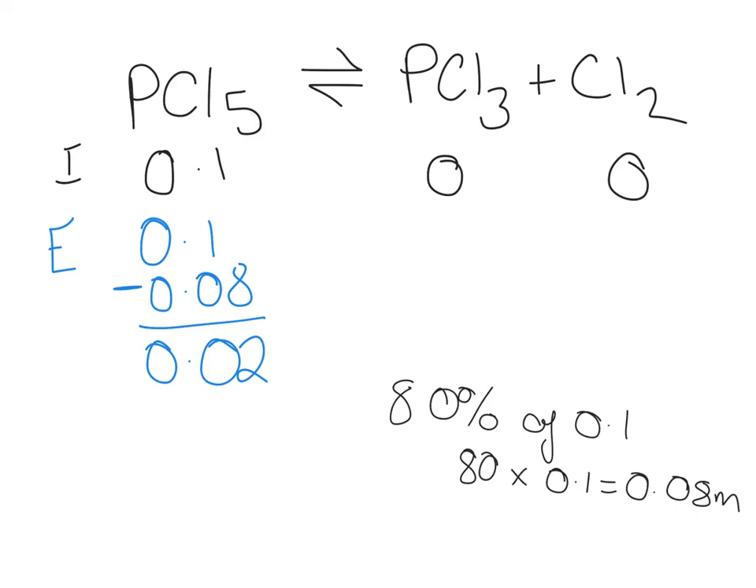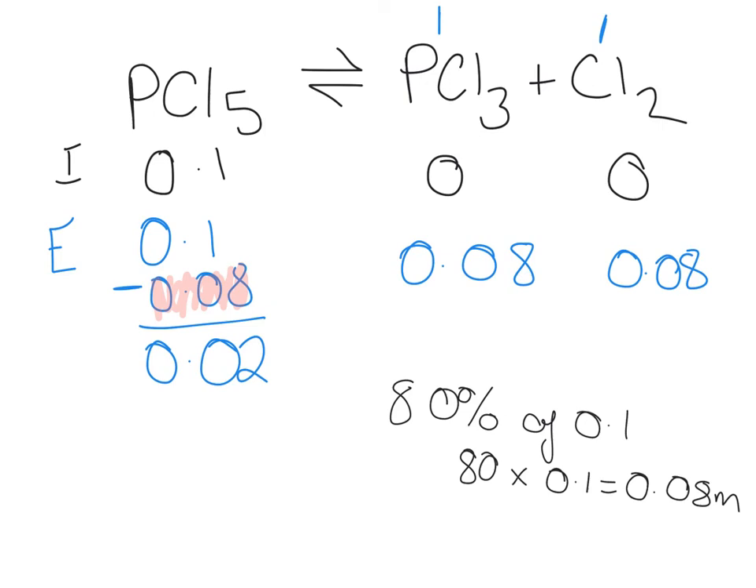And I'm telling you that for every 1 mole of phosphorus pentachloride that is used up, we make 1 mole of phosphorus trichloride and 1 mole of chlorine gas. In this instance, and in this example, we used 0.08 moles of phosphorus pentachloride. Therefore, we must also have made 0.08 of the phosphorus trichloride and 0.08 of the chlorine gas.